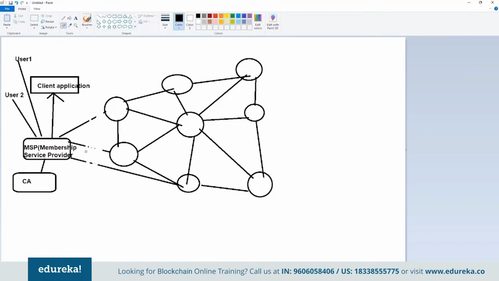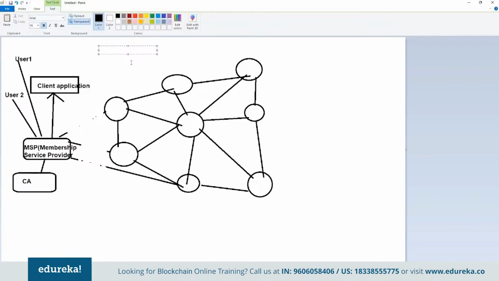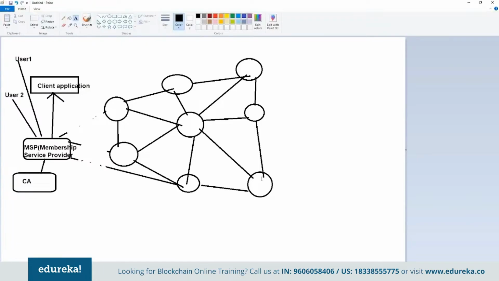Now, in a typical scenario, your client application will basically interact with the blockchain network. And in a generalized scenario, it will send the request, or the transaction, to a particular node, and then it will get distributed to all the nodes. That's how it basically happens in Bitcoin and Ethereum. In Hyperledger Fabric, it does not happen like this.